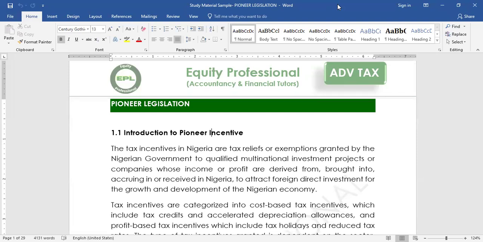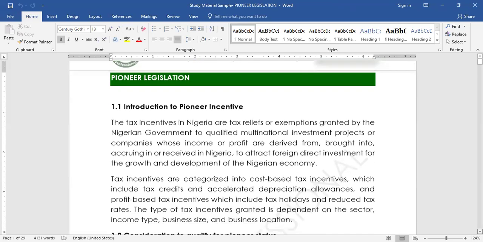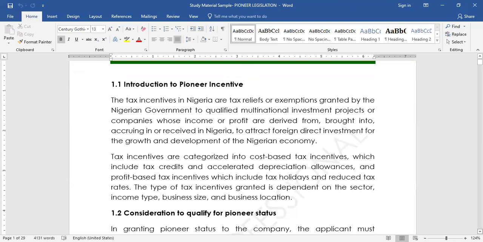For those sectors that, if they come and establish in Nigeria and start producing goods or services that we were supposed to import, we need to give them some incentive. That incentive is called pioneer incentive, in which their profits will be exempted from company income tax and education tax for an initial period of 3 years and an additional 2 years subject to satisfactory performance.